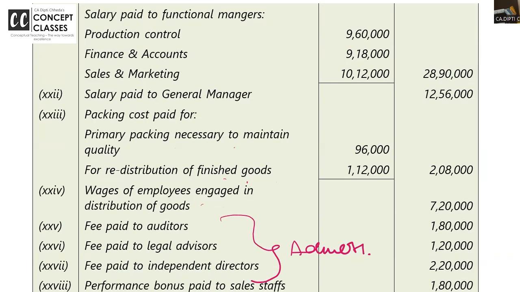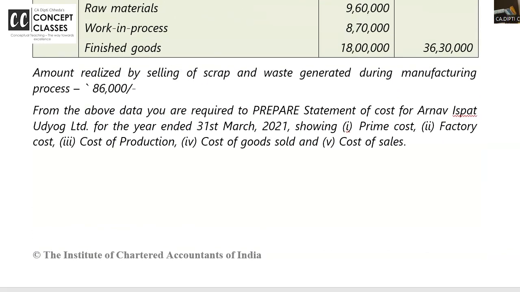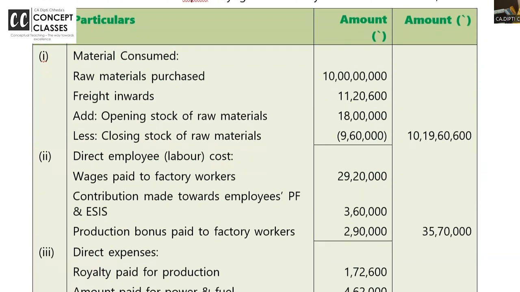Theek hai? This time you have paid bonus. Bonus dekhte se wages mein add nahi karna. This is bonus for the sales staff. This will go in the selling expense. Bonus related to accounts department staff, admin. Bonus related to factory workers, factory overhead. Followed all of you. And there is scrap. Scrap kaha minus hota hai? Quality control and factory overhead expense and all that.